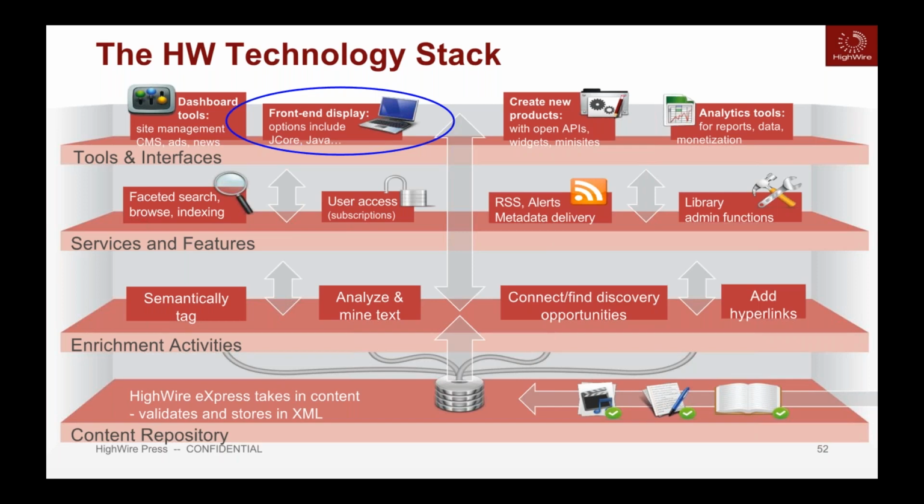And then we have tools for search and our services and features. We have user access, so we have full access control and management. And then we have services for RSS, alerts, and metadata delivery, as well as library administrator functions. As I said, we have quite a bit of features. I've talked about the front end, but we have a lot happening behind the scenes, and our excellent development team does a great job making sure that these are up and running and at an excellent reliability level.